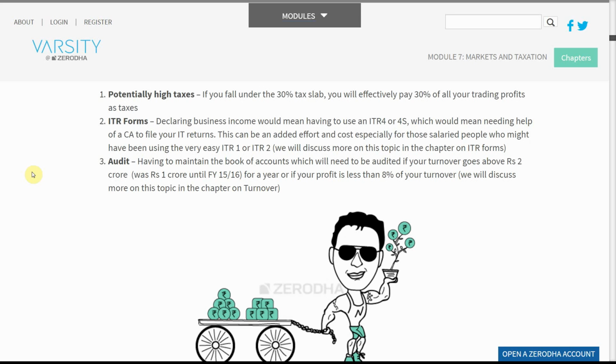Audit. Having to maintain the books of accounts, which will need to be audited if your turnover goes above 2 crore rupees, it was 1 crore rupees until FY 15/16, for a year, or if your profit is less than 8% of your turnover.